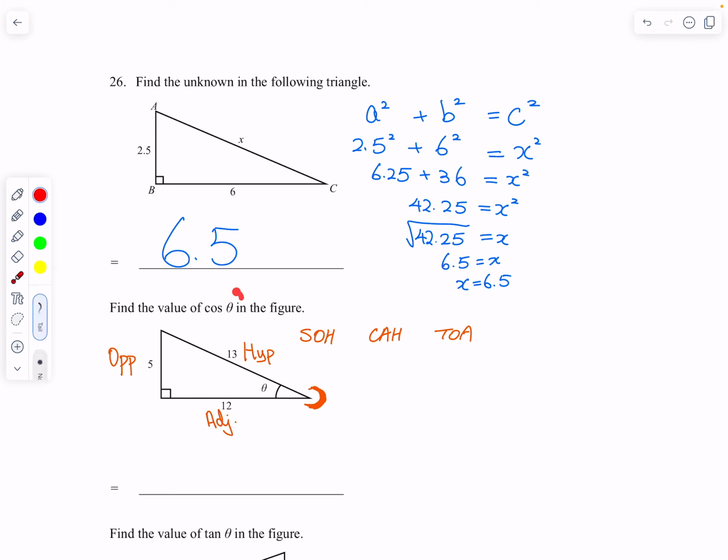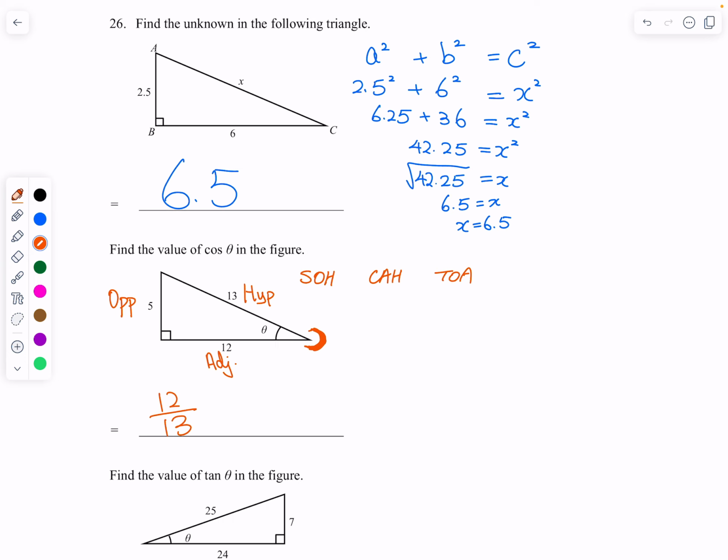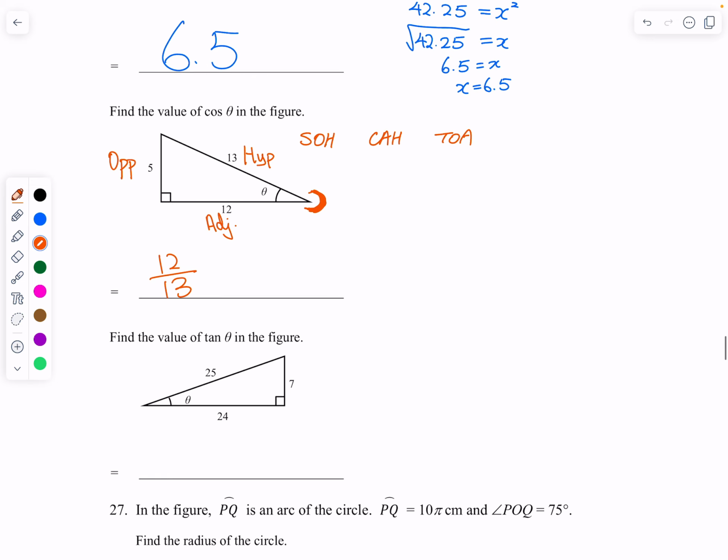So what is left? Adjacent. And then because हमें सिर्फ cosine का जानना है, we only need to find for cosine. So we need A and H line. A का क्या आता है? 12. H का क्या आता है? 13. So cosine theta will be 12 over 13. That is your answer, 12 over 13. Easy? Good. Next. Same for next one.